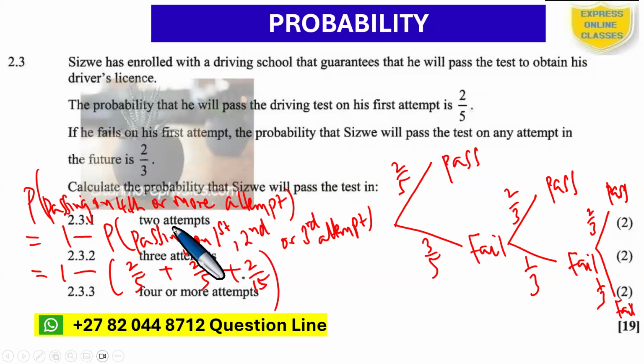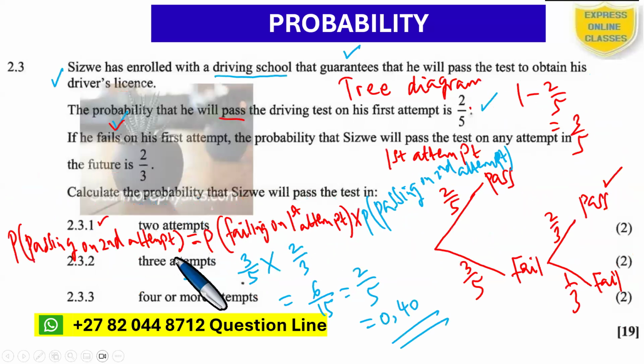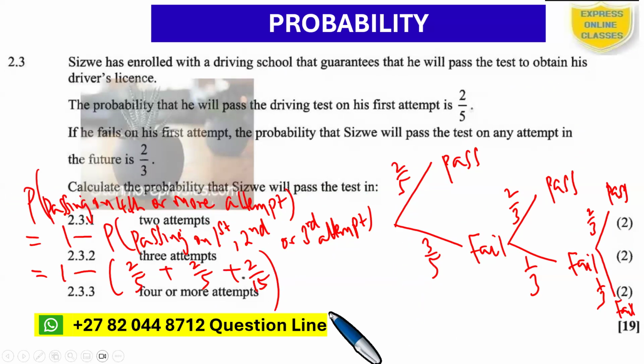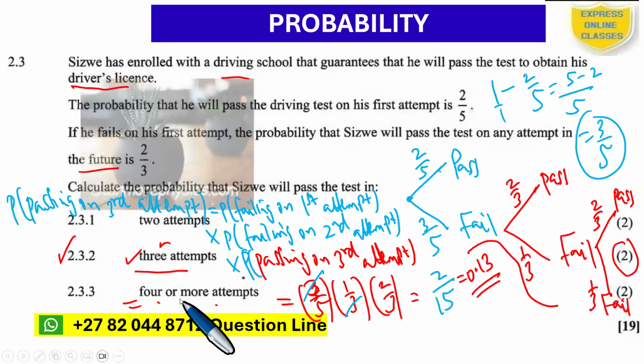Then the probability of passing in 2 attempts, we got 2 out of 5. But obviously, the probability of passing on the first attempt is 2 out of 5. In 2 attempts it is 2 out of 5, we got it before. And the probability of passing in 3 attempts is 2 out of 15. How do we know? We did it here, 2 out of 15, 3 attempts.